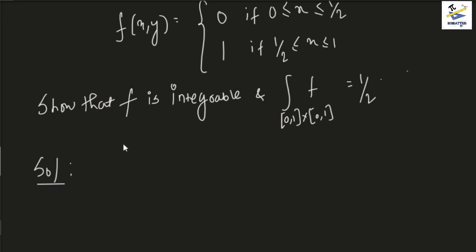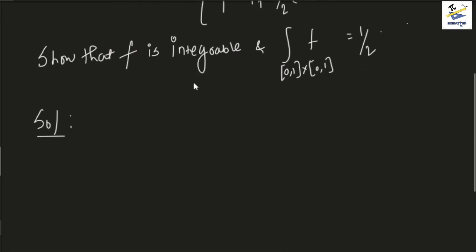The problem says that the function f of x comma y has been defined like this, and we need to show that f is integrable and that the integral of f over the region on which it is defined is equal to half. The function is piecewise: it is 0 if x is from 0 to half, and 1 if x is from half to 1. Let us do all the necessary preliminaries first, and I shall write down the solution, then explain it.